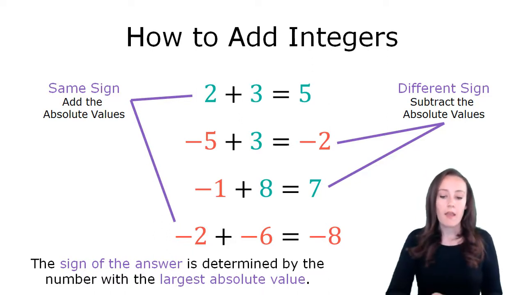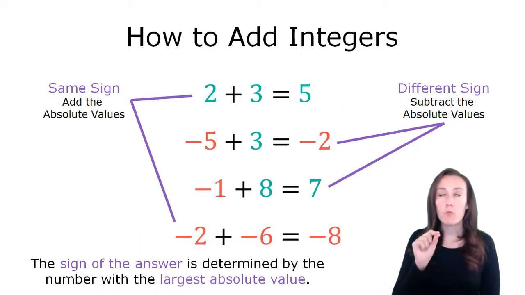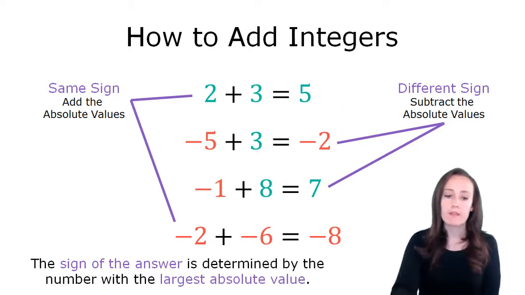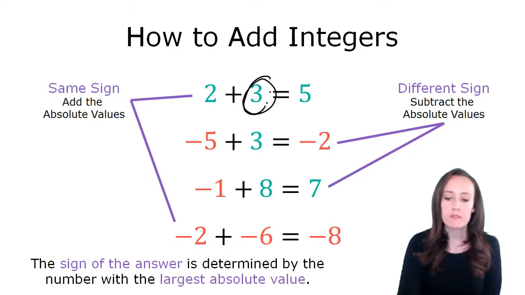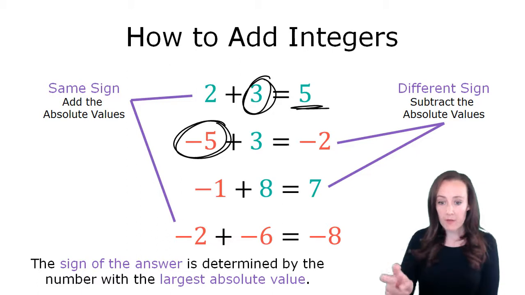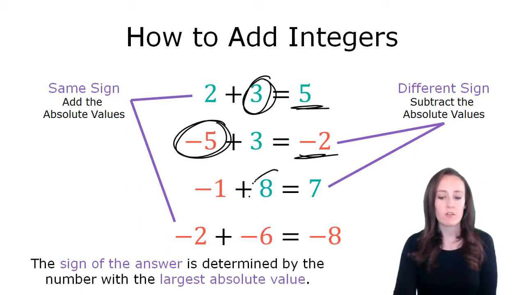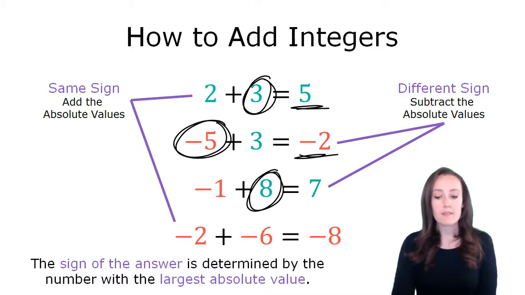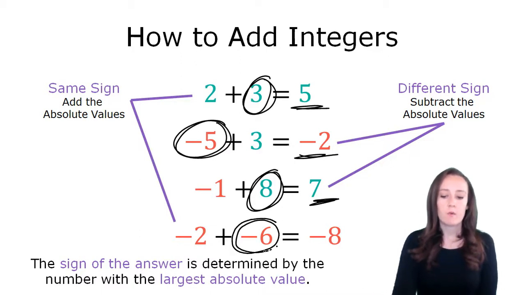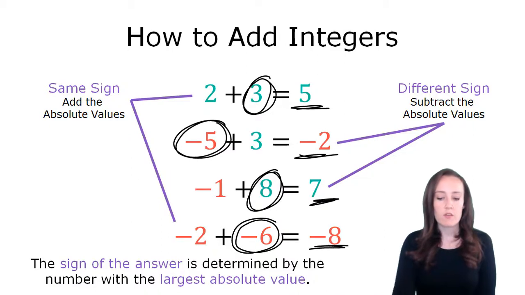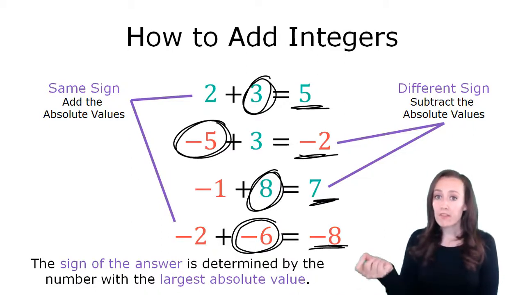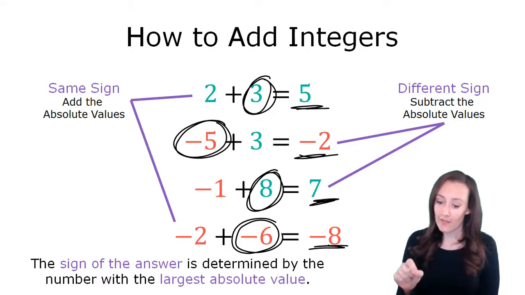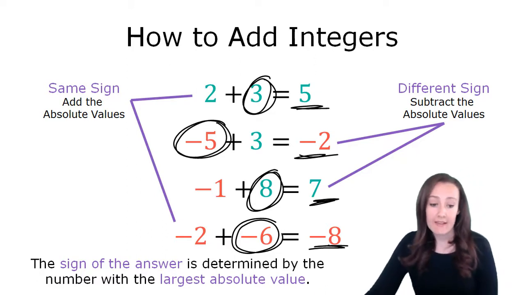And the way that you determine whether it's a positive or negative is you look at what sign the biggest number has. So like in this example, the biggest number was 3, and so you get a positive answer. In this example, the bigger number was -5, so you get a negative answer. In this example, the bigger number was 8, and so you get a positive answer. And in this one, the bigger number was -6, and so you get a negative answer. Again, remember, bigger than, the way that I use it, is different than greater than. But that's how you would add integers.